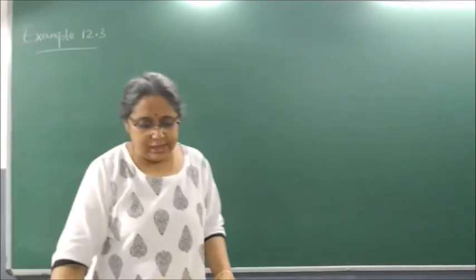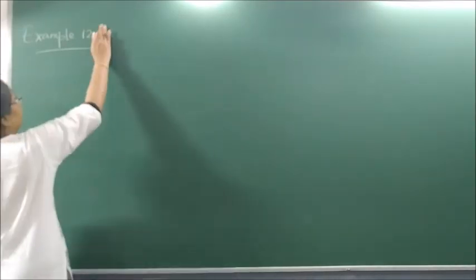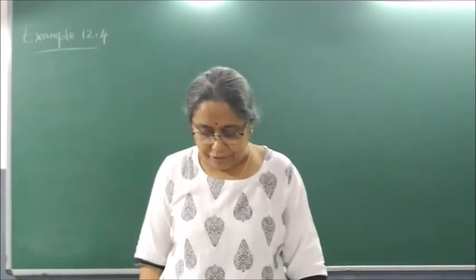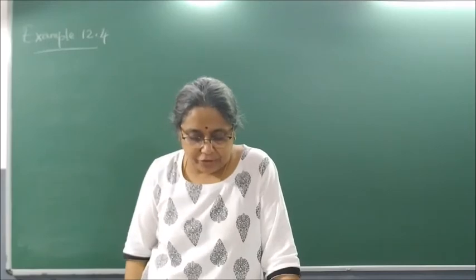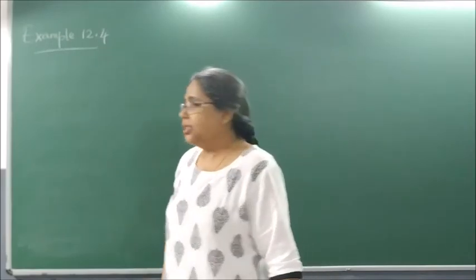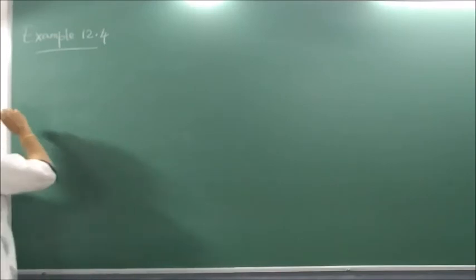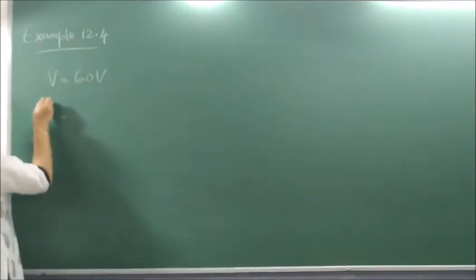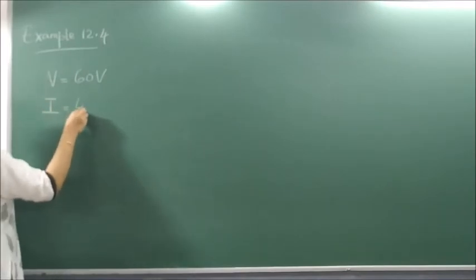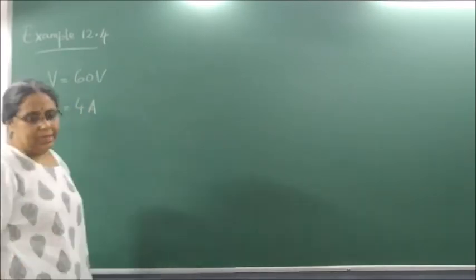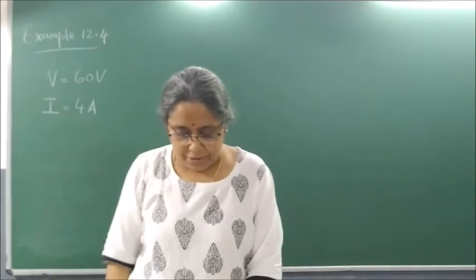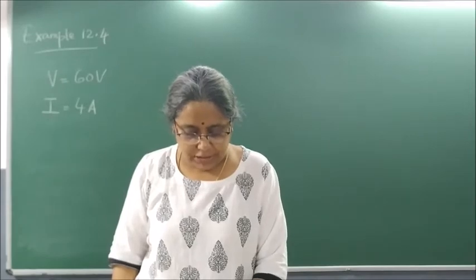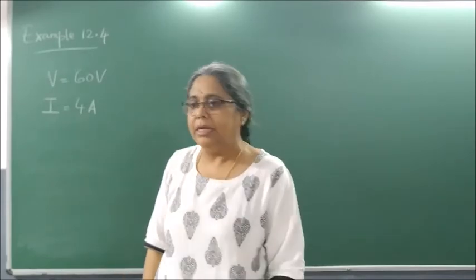Now for our next example, which is example 12.4, it says the potential difference between the terminals of an electric heater is 60 volt. What is 60 volt? V is 60 volt. What is I given as? 4 ampere from the source. What current will the heater draw if the potential difference increases to 120 volt?